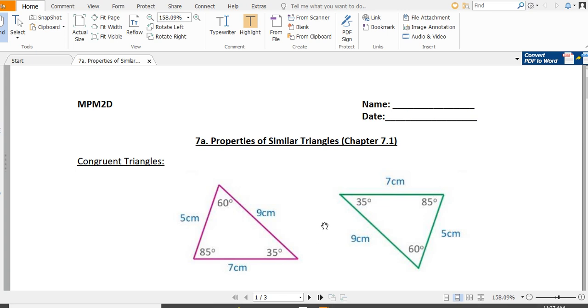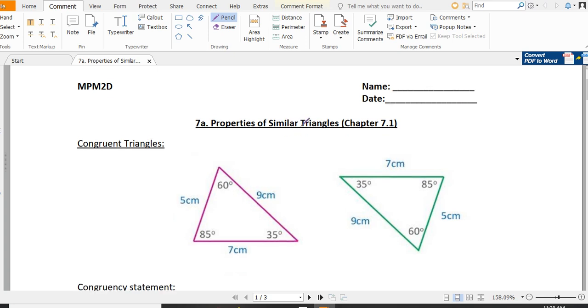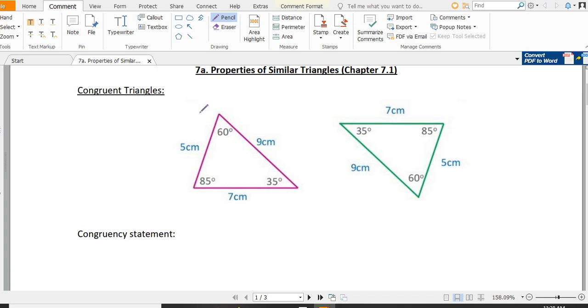We are moving on from quadratics, and now we are going to dive into Chapters 7 and 8, which are arguably the last units of grade 10 math: trigonometry. So we're just studying triangles for the next two chapters. Properties of similar triangles, Chapter 7.1. Congruent. Okay, let's start with congruent.